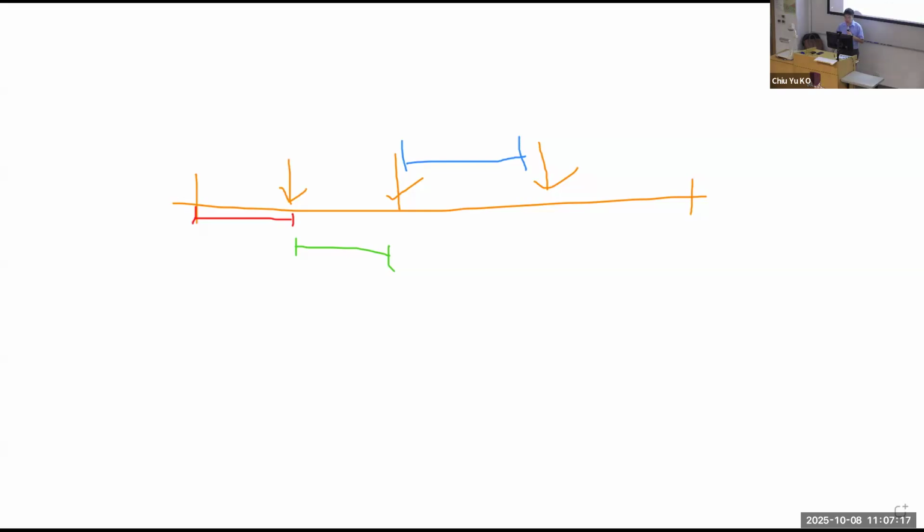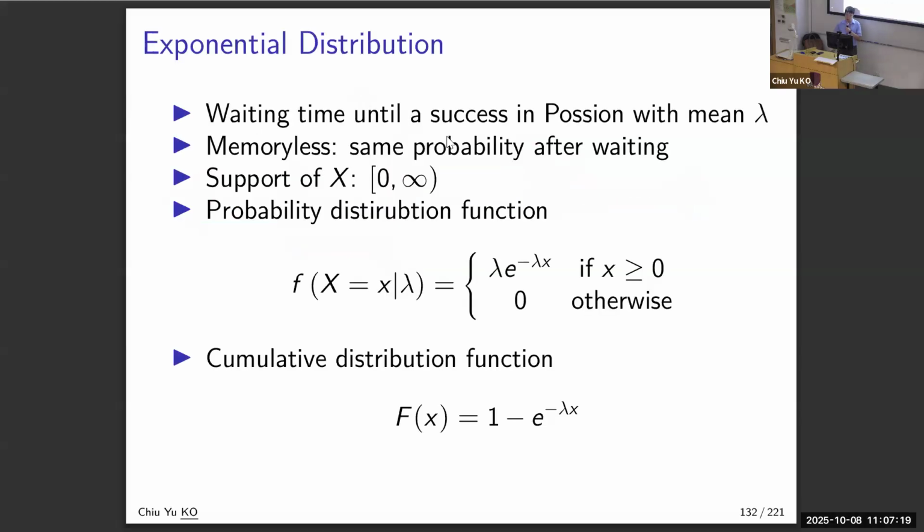We'll talk about the waiting time until a success. It doesn't matter how many successes have happened before. We just wait, and the particular point in time is meaningless. It doesn't matter how long you have been waiting. If it hasn't happened yet, the time for it to happen will be the same.